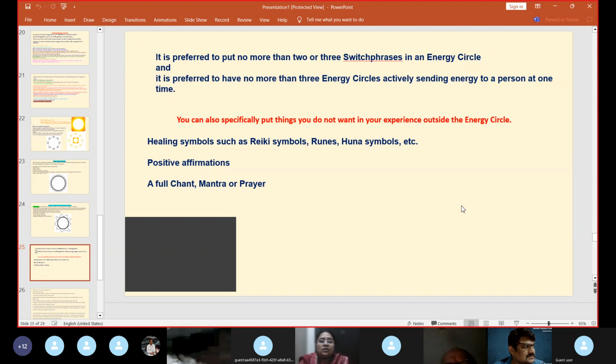Along with that, we can use positive affirmations. The things that we want to happen in our life, we can put the words in the form of positive affirmations if we do not want to use the switch phrases. We can also use the mantras, the prayers. And most of the prayers I have used personally work wonders. Because at times we forget to ask God in the form of a prayer personally. But if I make an EC and put it on a wall right in front of my eyes, when I get up in the morning, unknowingly, I look at it and it works for me. So you can use that as well.